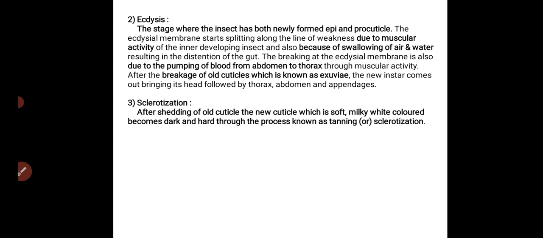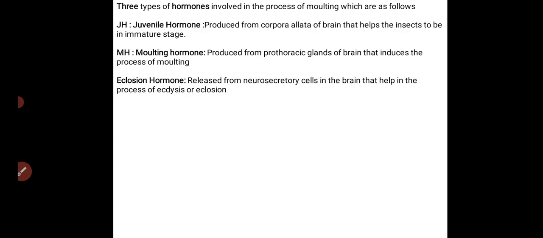through muscular activity. After the breakage of the old cuticle, which is known as exuviae, the new instar comes out, bringing out its head, followed by thorax, abdomen, and appendages. Sclerotization. After shedding of the old cuticle, the new cuticle, which is soft and milky white in color, becomes dark and hard through the process known as tanning or sclerotization.